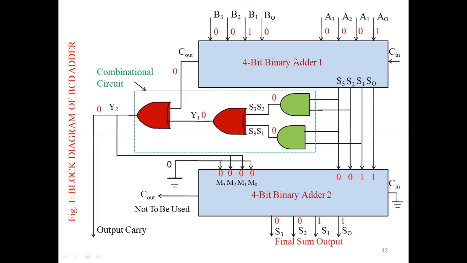So finally we will get the C out also 0. Here we did not get any carry. If a carry had come when adding, it would have gone to C out. But there is no carry produced, so hence it will be 0. And the output from this OR gate is also 0. So 0 plus 0 is 0. So there is no need to add plus 6. Why? Because it is 0 0 1 1.